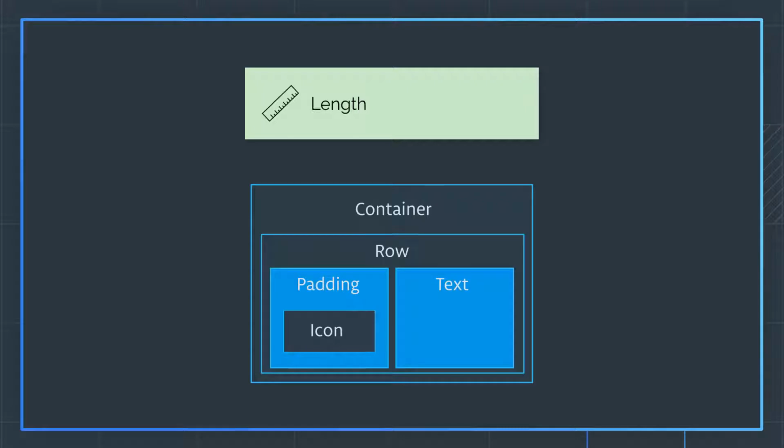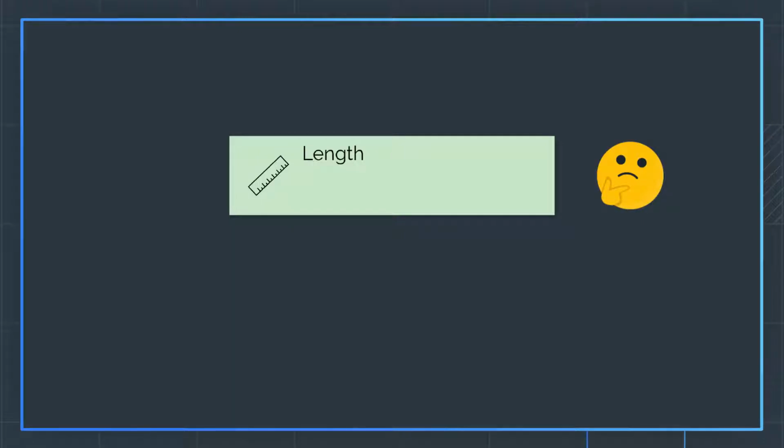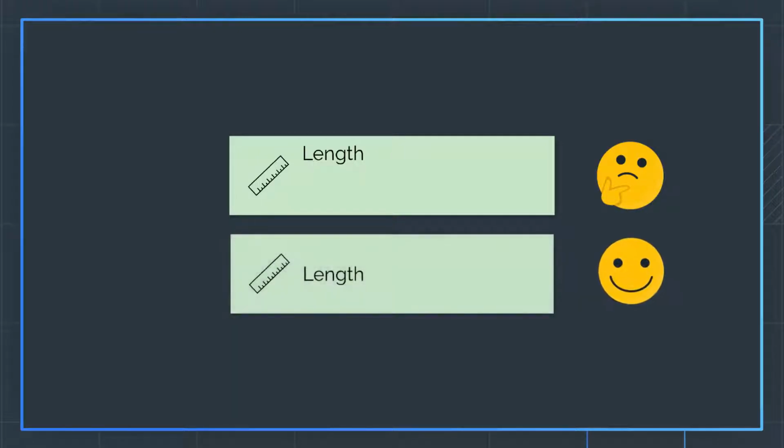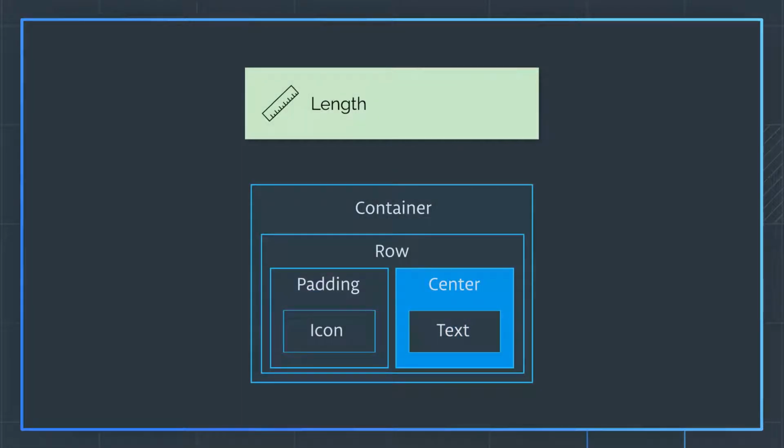We start off using a text widget for the right side. After we code this though, we'll see that the text actually starts on the top left of its allotted space. To center it, we use a center widget.